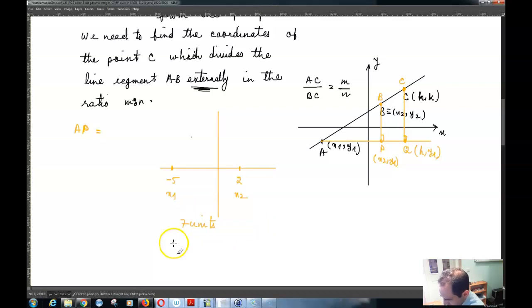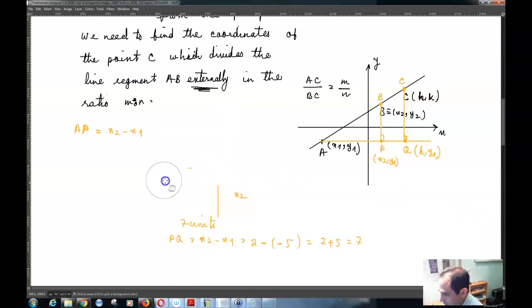And if I calculate it in the same way using x2 and x1, meaning that if I write basically the distance, for example, let's say P and Q, the distance PQ is equal to x2 minus x1, that's going to give me basically 2 minus -5, which is equal to 2 plus 5, which is equal to 7 units. So that's basically why we write x2 minus x1. So the distance AP would be x2 minus x1.